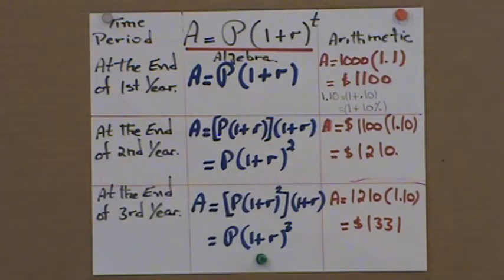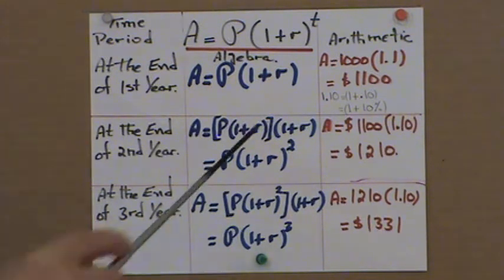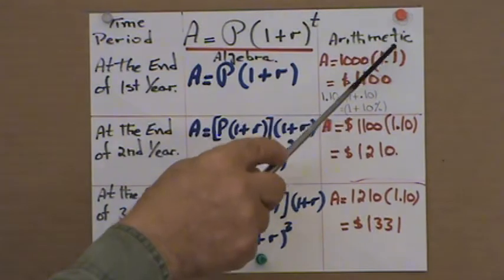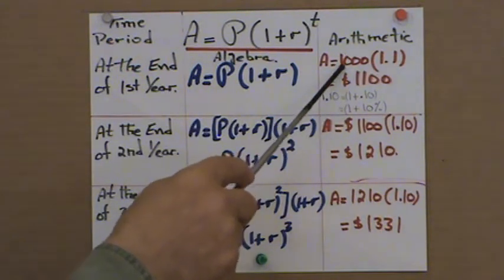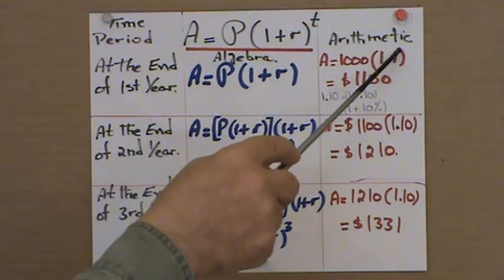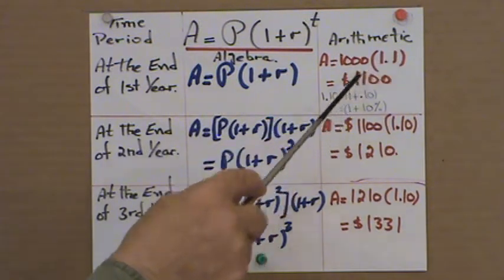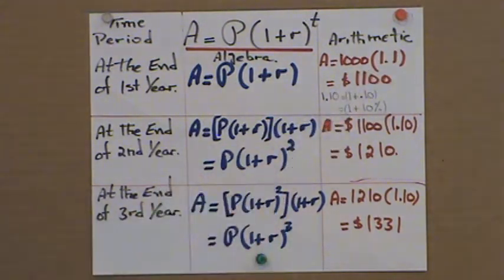1.1 is the same as 1 plus what? 0.1. Is that right? 1.1 is 1 plus 0.1. And 0.1 is what? 10%. 1 over 10. So it's 1,000 times 1 plus what? 10%, which is 1 over 10. So that ends up to be 1,100.